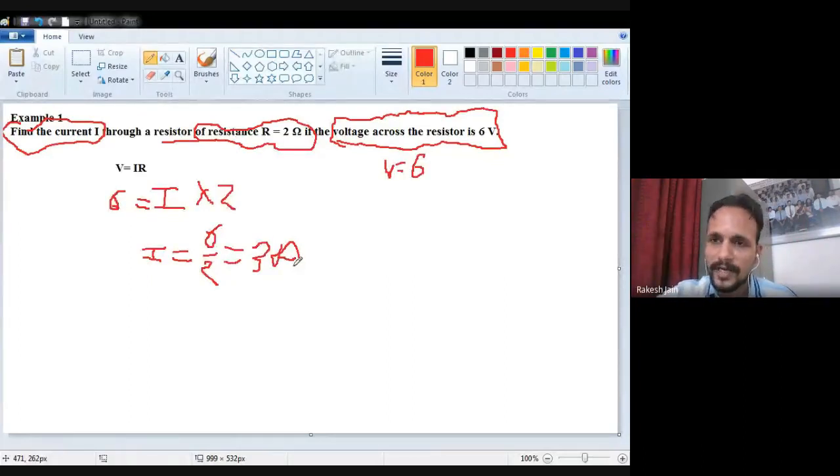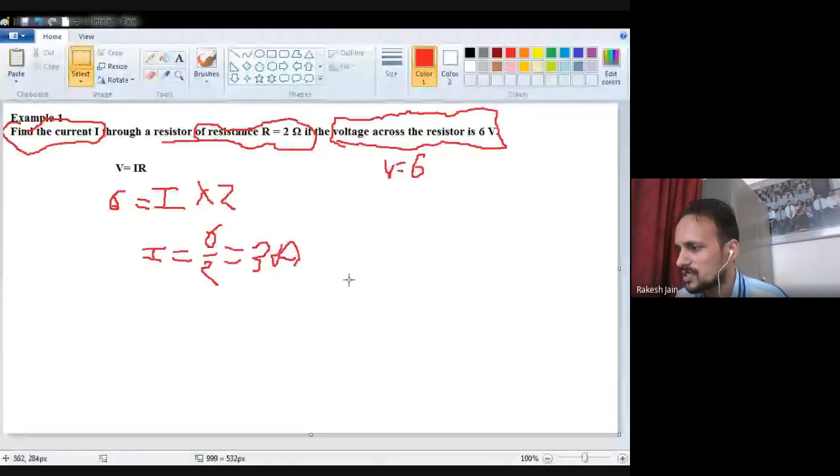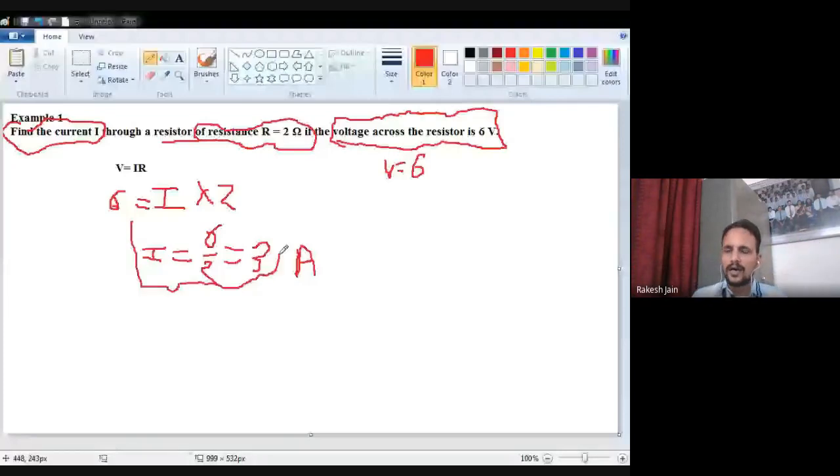We just take a battery of 6 volt. We just take a resistance of 2 ohm. Then we connect the multimeter and we will check that it will be 3 ampere. So that we prove that Ohm's law is valid. So my answer will be 3 ampere. Ampere is the unit of current. Remember, ampere. So I is equal to 3 ampere. This is my answer of this question. A very simple question. We have to find out the current, and we easily find out the current.